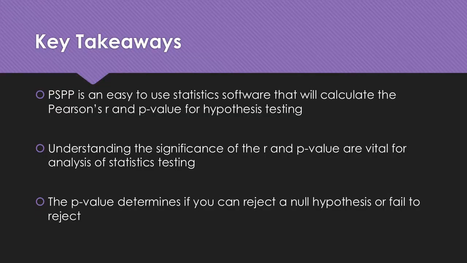Here are 3 takeaways from this presentation. PSPP is an easy-to-use statistics software that will calculate Pearson's R and p-value for hypothesis testing. Understanding the significance of the R and p-value is vital for analysis of statistical testing. The p-value determines if you can reject a null hypothesis or fail to reject. If the p-value is less than 0.05, you have strong evidence to reject the null hypothesis. It is important to list your p-value for this purpose as evidence of the strength of your sample.